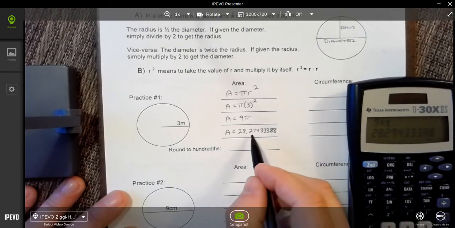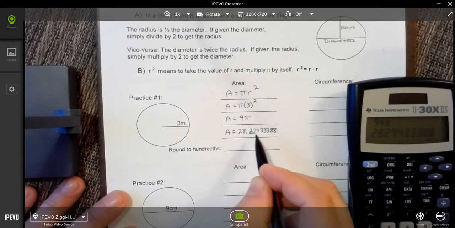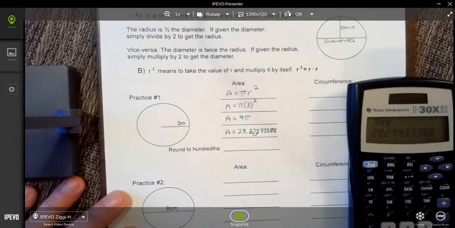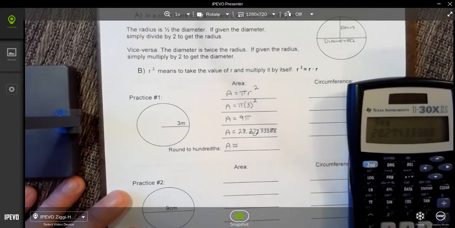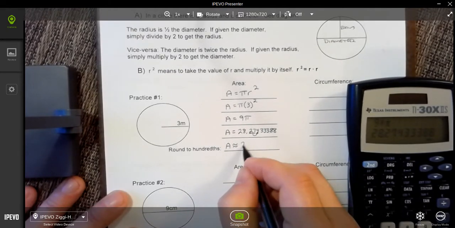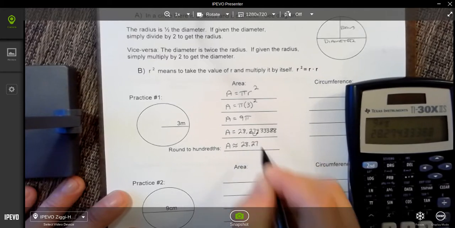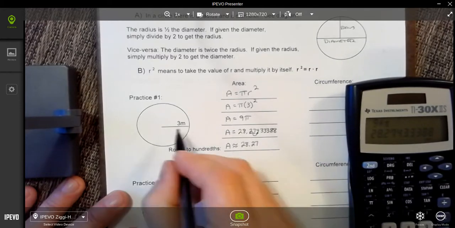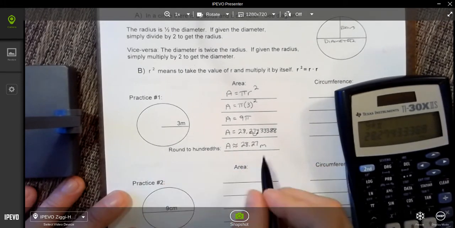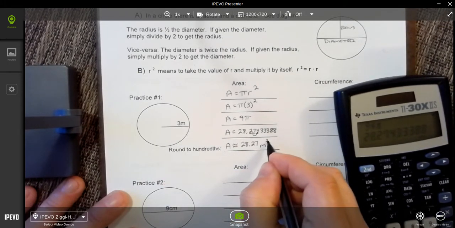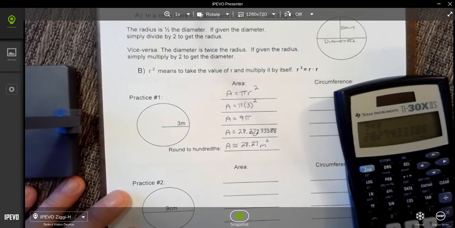And now we're ready to round our answer to the hundredths place. Looking at my number right now, it looks like I have 27 hundredths. I checked the 4 in the thousandths place. That's not enough to round us up. And so we're going to say here that the area is approximately, not equals, but approximately 28.27. And now we need our units. You see right here in our circle that we had meters, but with area, the units always get squared. And so it's going to be 28.27 meters squared, or square meters for the area.